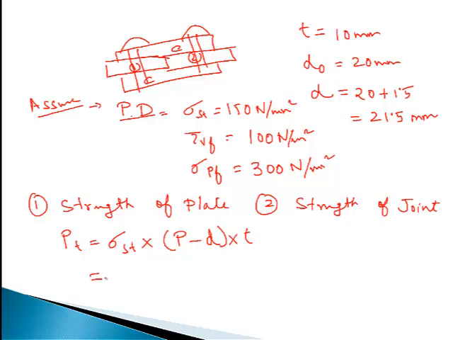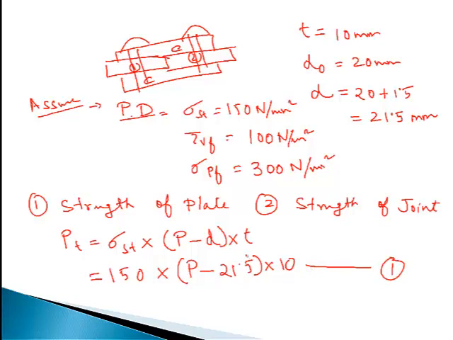Sigma ST we have considered is 150. P, the pitch, we do not know, you have to find it out. D is given as 21.5, thickness is given as 10, but we do not know P. So let this be Roman 1, we will find it out later.